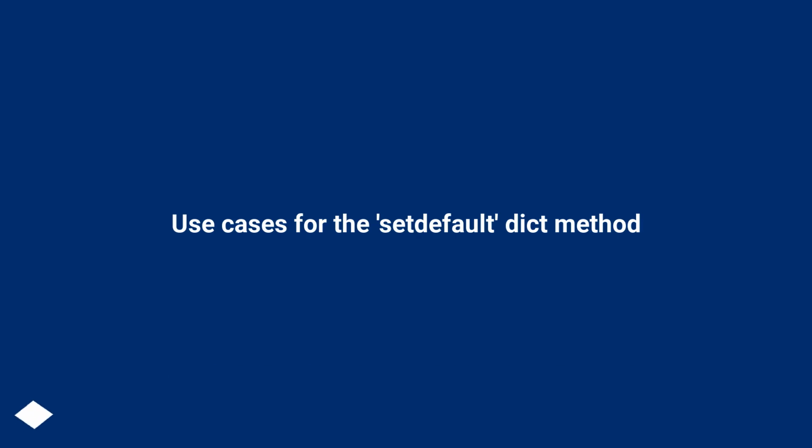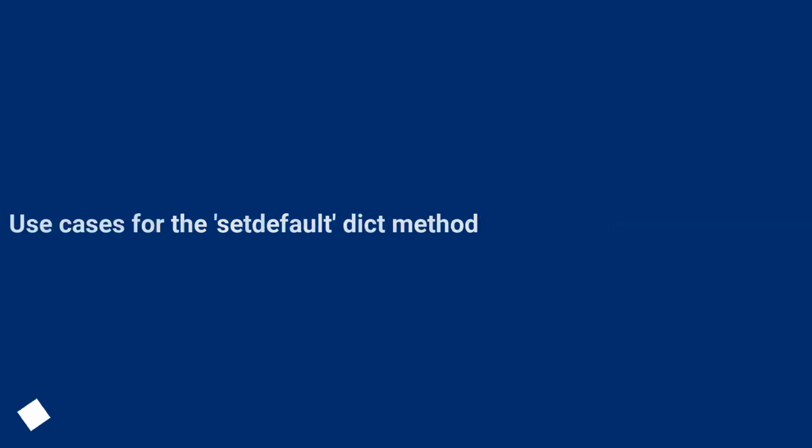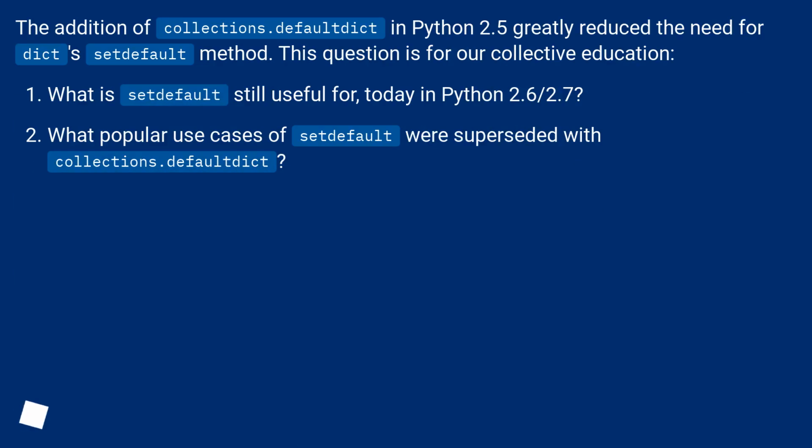Use cases for the setdefault dict method. The addition of collections.defaultdict in Python 2.5 greatly reduced the need for the dict setdefault method. This question is for our collective education. What is setdefault still useful for today in Python 2.6.7? What popular use cases of setdefault were superseded with collections.defaultdict?